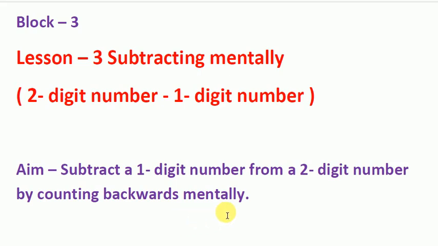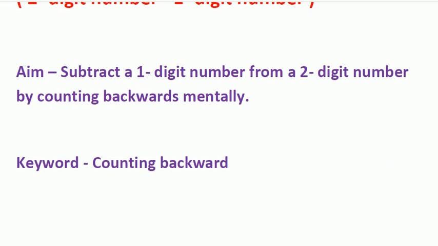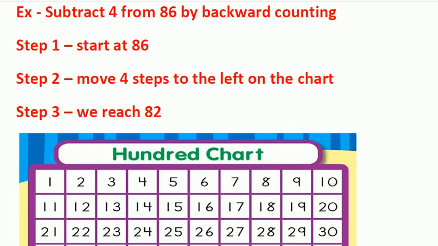In subtraction we do backward counting, and in addition what do we do, children? We do counting forward. In subtraction we count backward. That is the main difference. The aim of today's lesson is to subtract a 1-digit number from a 2-digit number by counting backwards. The key word used is counting backward.